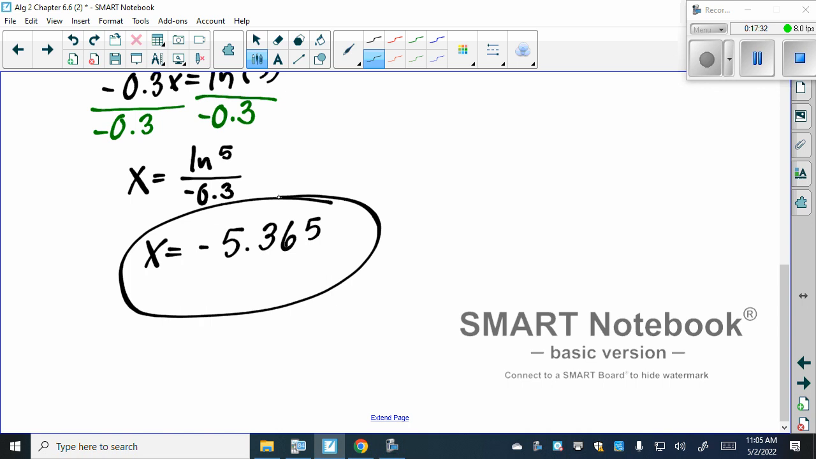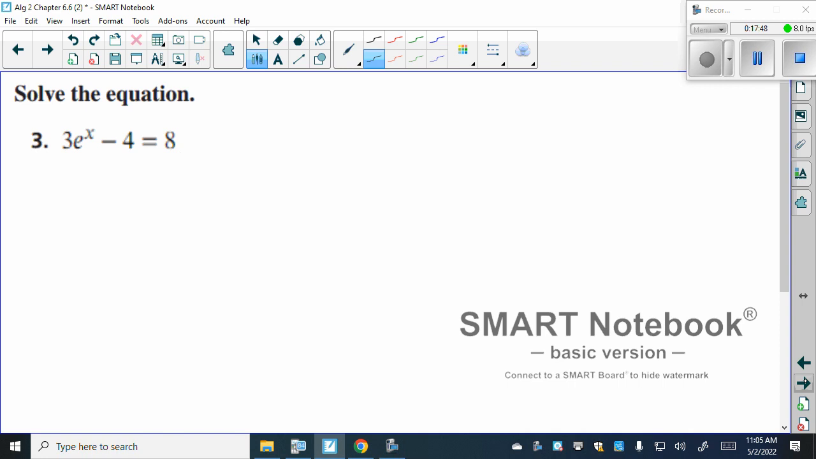Any questions on any of this here? Any questions on everything we've done so far? Are we ready for the next one? So again, it's just like the one we had before. We need to get e by itself. So what can we do first? We can?